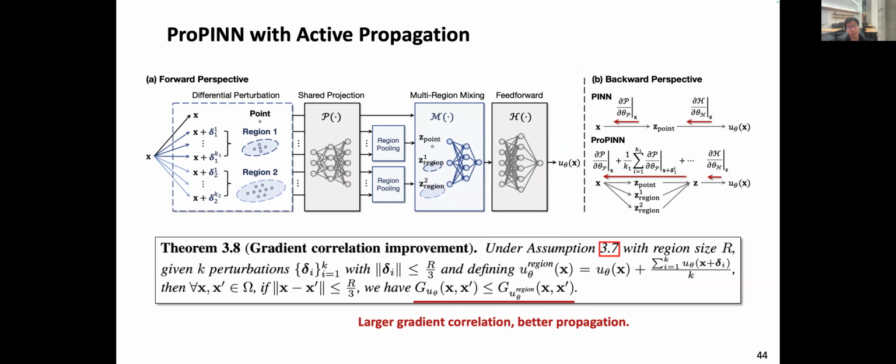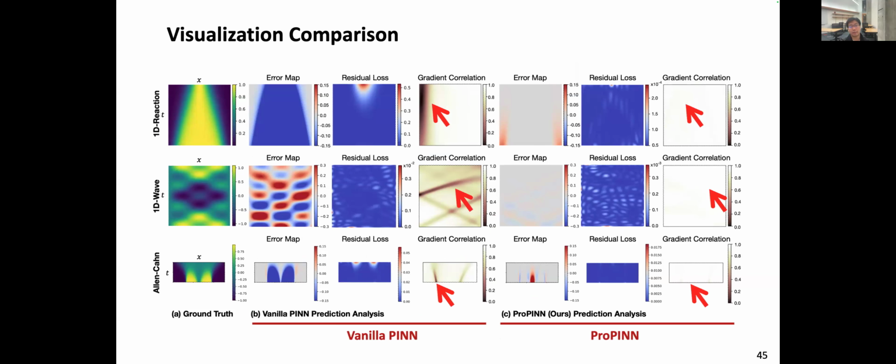Yeah, and we also theoretically prove that this architecture can bring larger gradient correlation for better propagation. And here are some visualizations on different standard benchmarks. This part is vanilla PINN, and this part is ProPINN. If we compare the gradient correlations, as highlighted by the red arrows, you can find that ProPINN has very active propagation. They do not suffer from blocked areas.